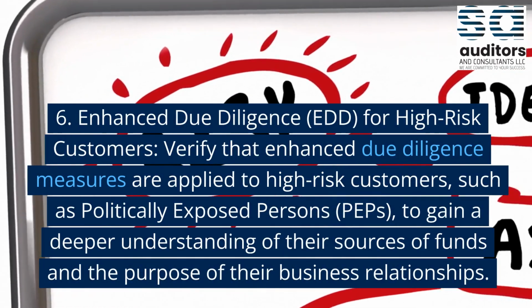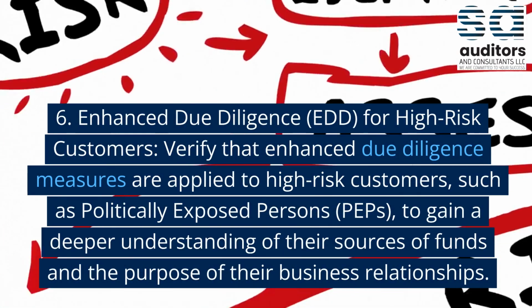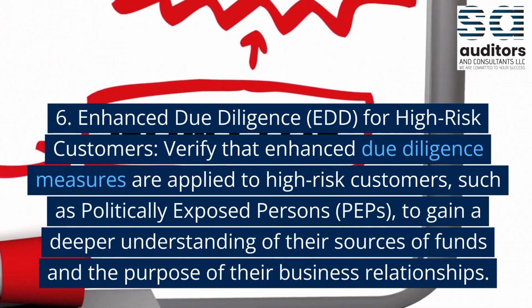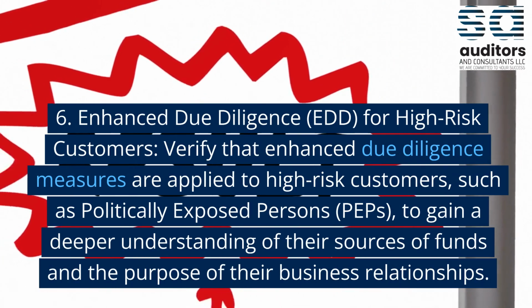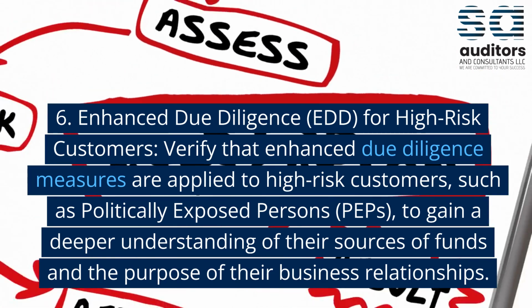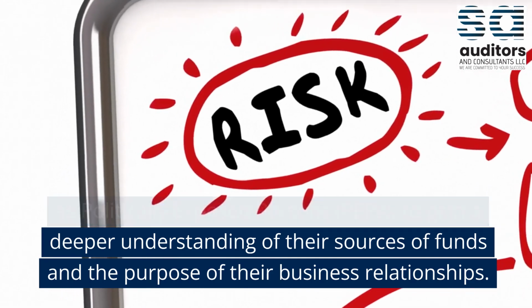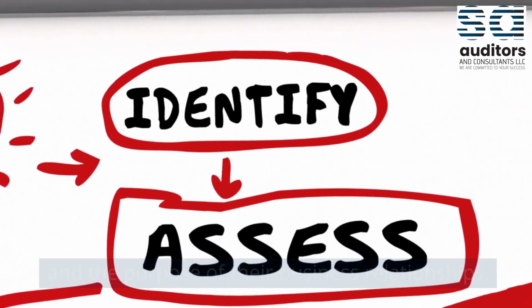6. Enhanced due diligence, EDD, for high-risk customers. Verify that enhanced due diligence measures are applied to high-risk customers, such as politically exposed persons, PEPs, to gain a deeper understanding of their sources of funds and the purpose of their business relationships.